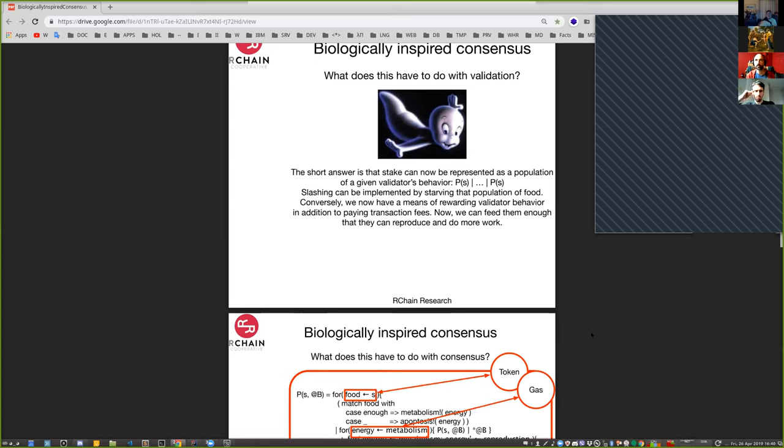Which means you cannot get more food. Yeah, but this is not only to reduce food. You want slashing to be something more than that, because if you can collect some amount of food, you can do bad things until you metabolize all the food that you already have. Yeah, that makes sense. Whereas on your first instance of doing something out of protocol, you can get slashed. Yeah.